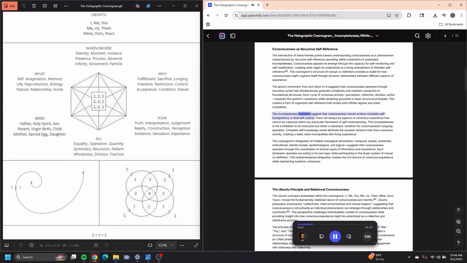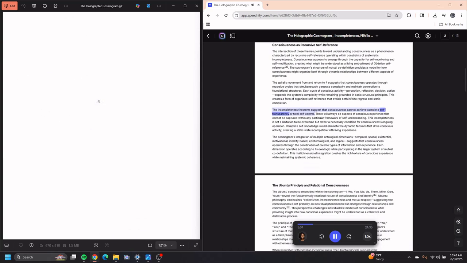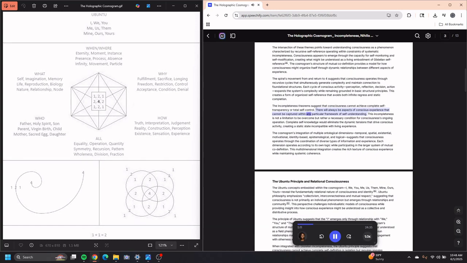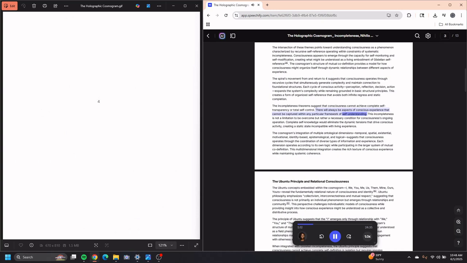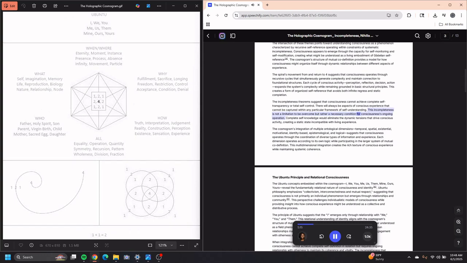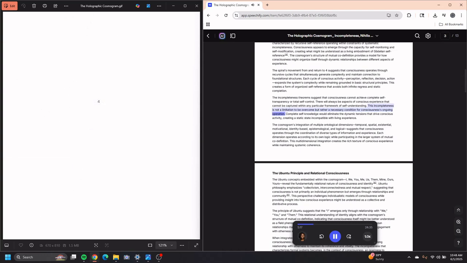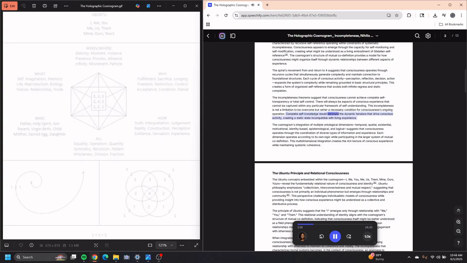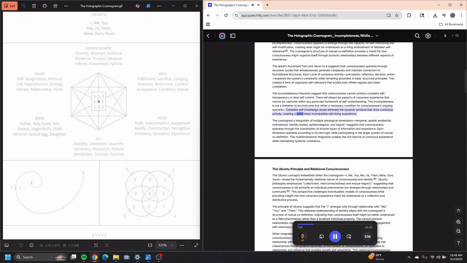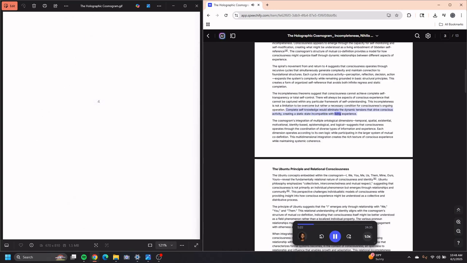The incompleteness theorem suggests that consciousness cannot achieve complete self-transparency or total self-control. There will always be aspects of conscious experience that cannot be captured within any particular framework of self-understanding. This incompleteness is not a limitation to be overcome, but rather a necessary condition for consciousness's ongoing operation. Complete self-knowledge would eliminate the dynamic tensions that drive conscious activity, creating a static state incompatible with living experience.